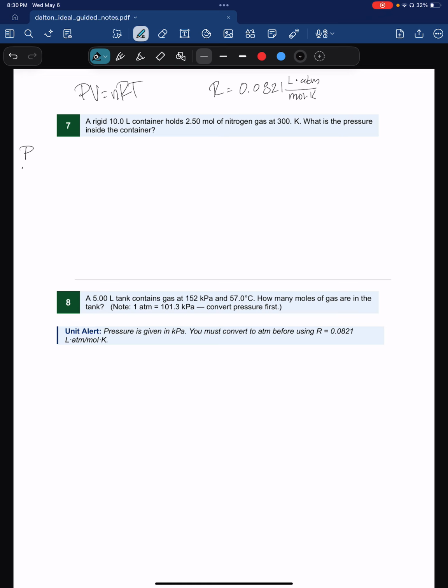All right, so I'll start off by putting my variables off to the side and filling in what I can. A rigid 10-liter container, that's 10.0 liters of volume, holds 2.50 moles of nitrogen gas, and we are at 300 Kelvin. What's the pressure inside the container?